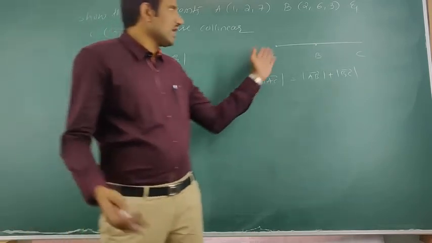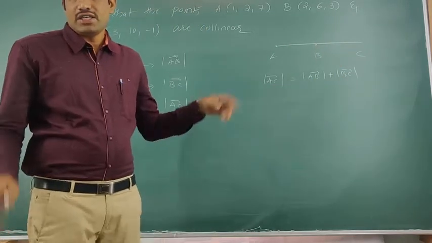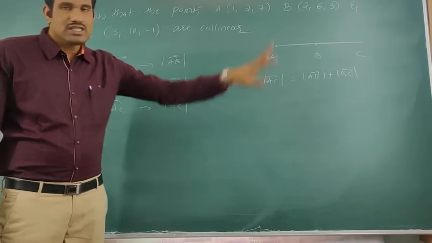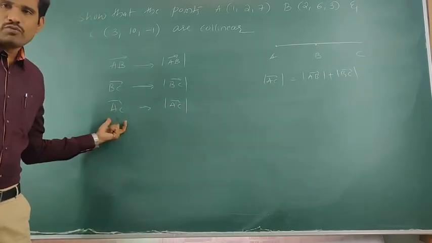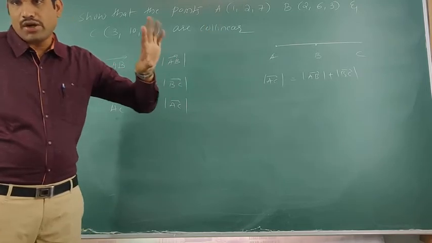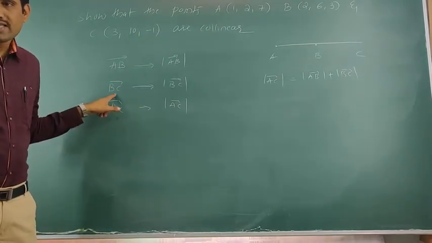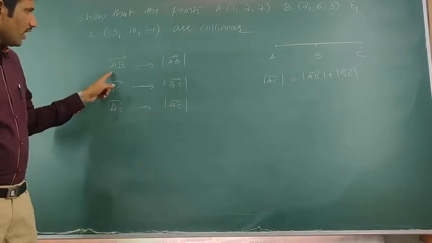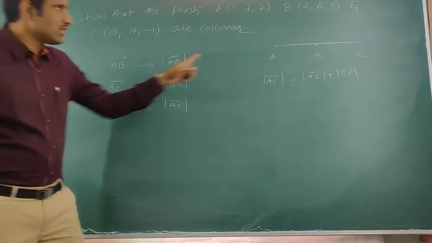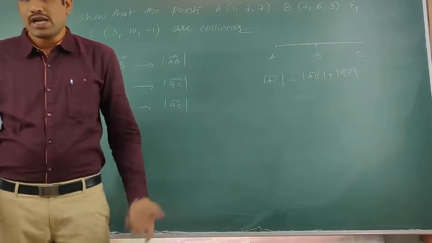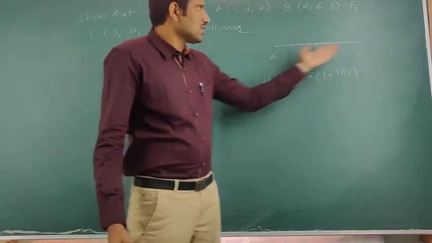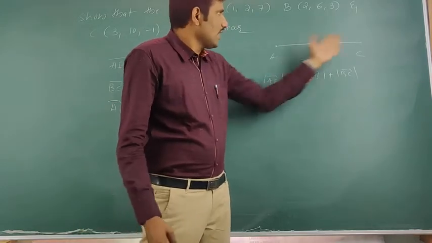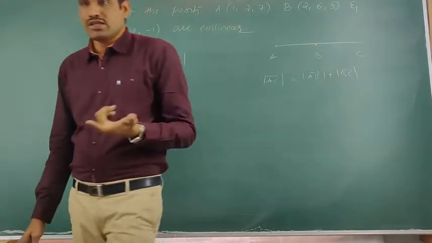I don't know which are the endpoints. By finding the distance which is having maximum distance, suppose AC is having maximum magnitude means A and C are the endpoints. If BC is having the maximum magnitude out of these three means B and C are the endpoints. If AB is having the maximum magnitude means A and B are the endpoints. A, C, B can be here, or A, B, C can be here, or B, C and A can be here. I don't know which is the middle point.